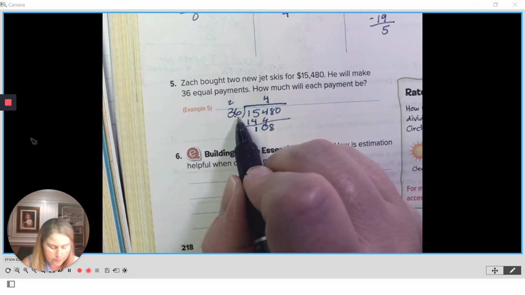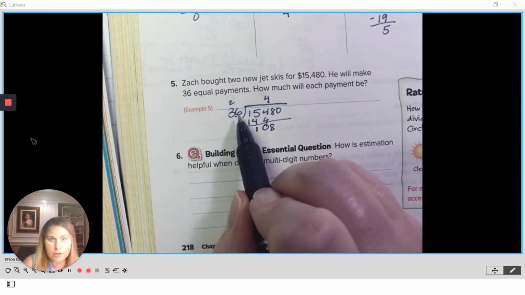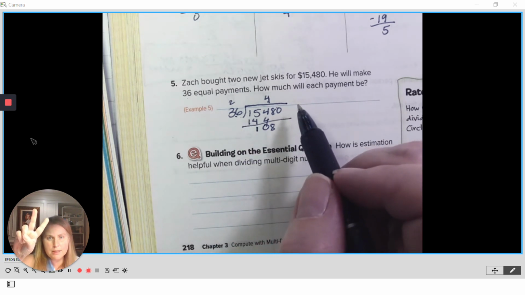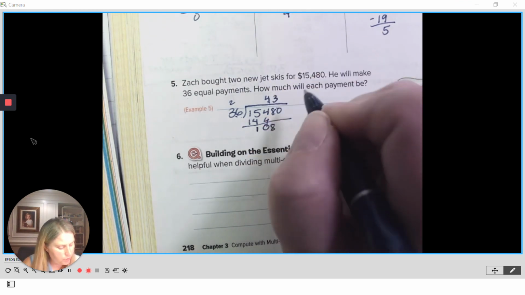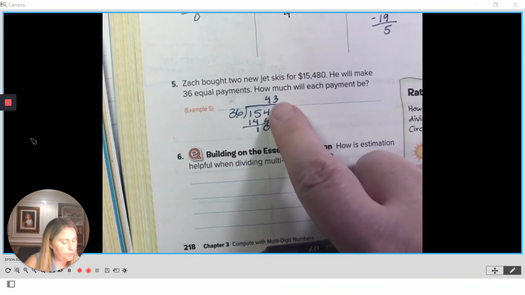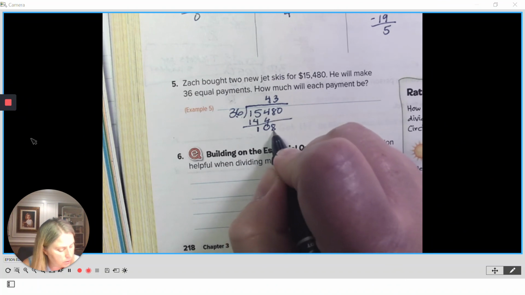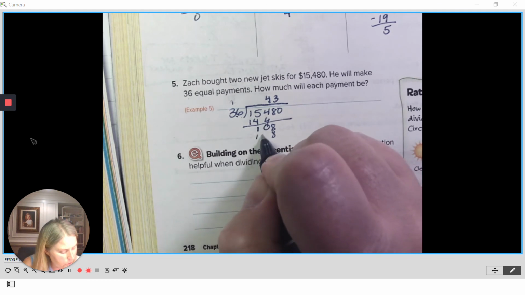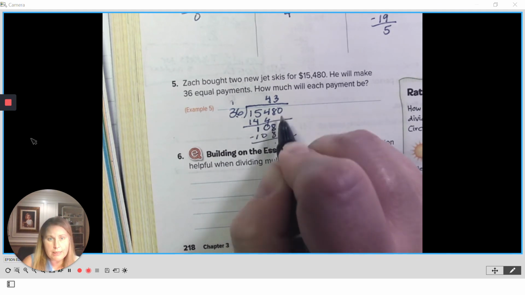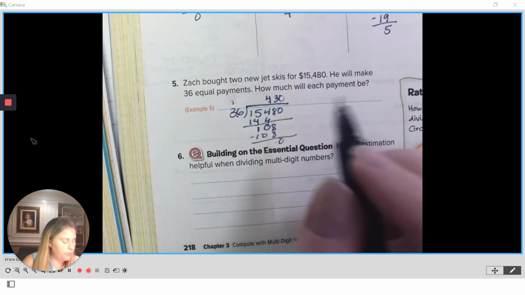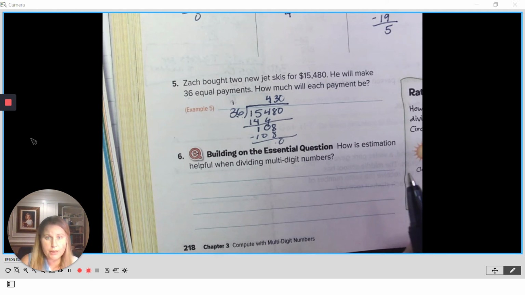Okay, so I'm going to round this 36 up to, well, 30. I'm going to estimate 3 times. 30, 60, 90. So we'll try a 3 there. We may need to readjust. And I'm going to erase the 2 that we carried from before, so it doesn't get confused with this one. 3 times 6 is 18. Write the 8, carry the 1. 3 times 3 is 9, plus the 1 we carried is 10. So that was actually perfect. 108 minus 108 is 0. We bring this 0 down. How many times is 36 going into 0? 0. So we have 430. So Zach's payments will be $430 each.